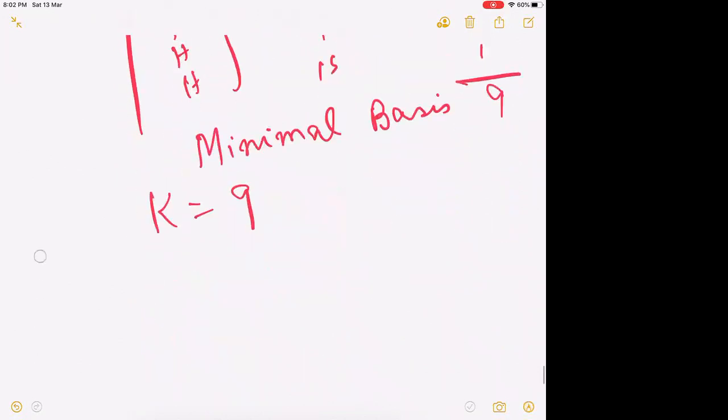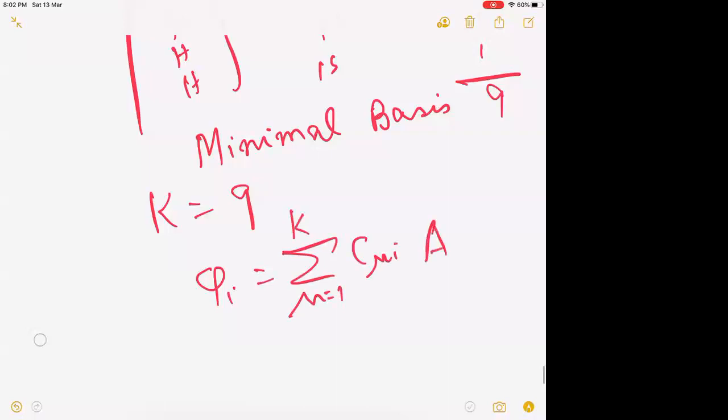If your K is 9, remember my expansion. Sum over mu equal to 1 to K, C mu i, A mu. So you have 9 atomic orbitals. How many molecular orbitals will generate? 9, right? You know a very simple philosophy. If you linearly combine 2 atomic orbitals, you should get 2 molecular orbitals. 9 will give you 9.